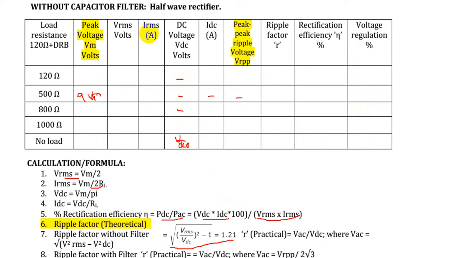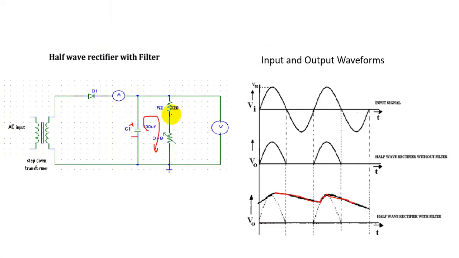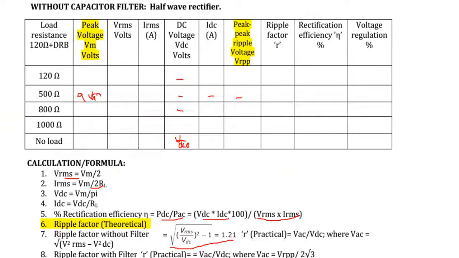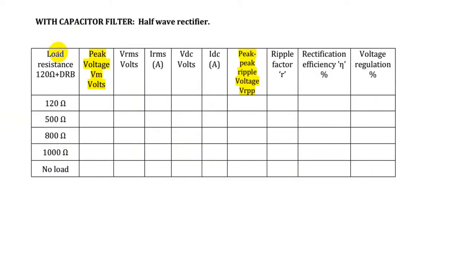So this table is for half wave rectifier calculation without filter. The second thing, with the filter we are going to perform the same experiment. With the filter, the same way we are going to vary the load resistance and observe these values. So when you see the third table, half wave rectifier with capacitor filter. The same way we are going to vary the load. Initially it is kept at 120 ohm, then increased to 500, then 800, then 1000.